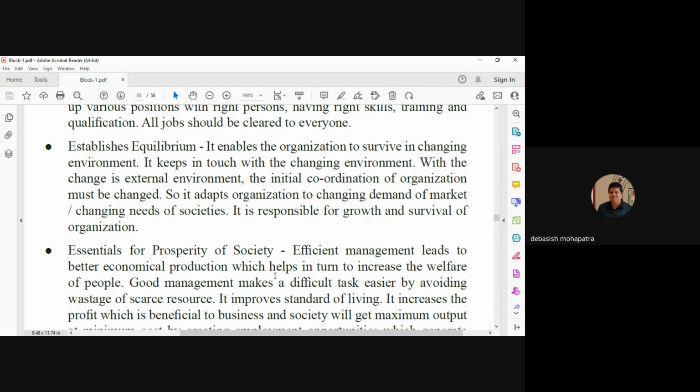Effective management leads to better economical products, which in turn helps to increase the welfare of the people. Good management makes a difficult task easier by avoiding wastage of scarce resources.